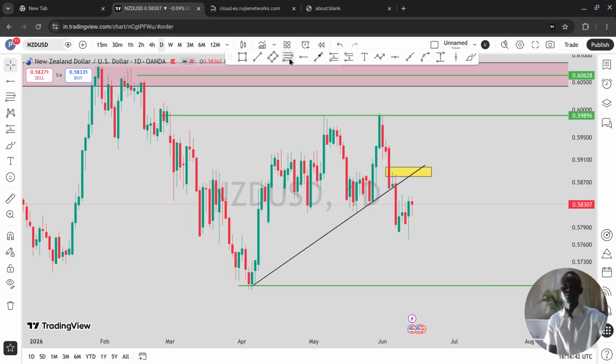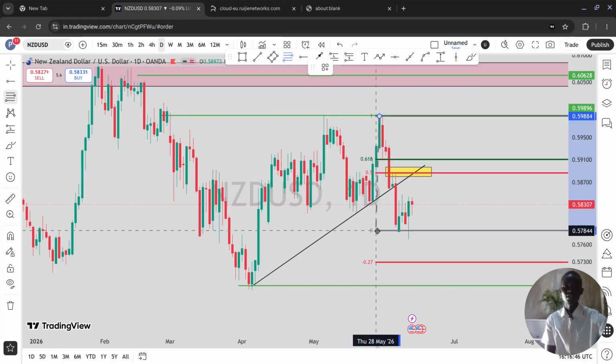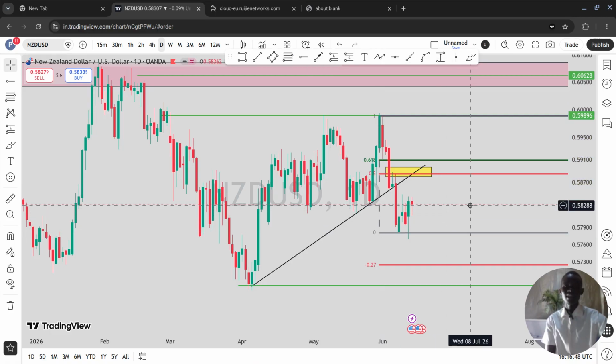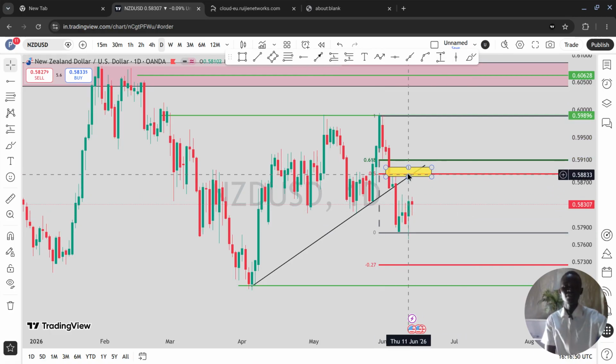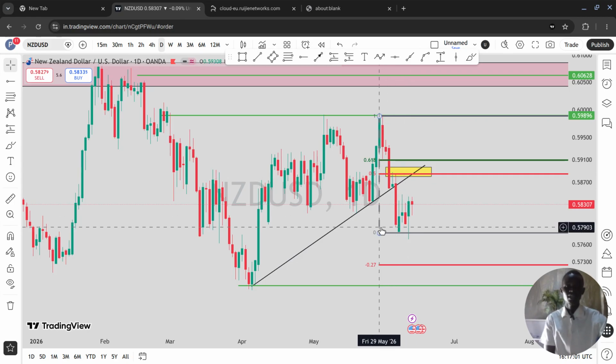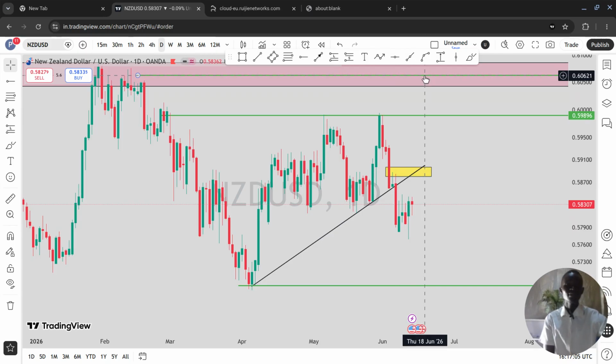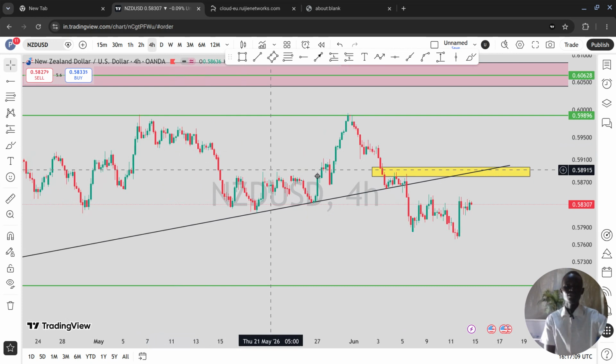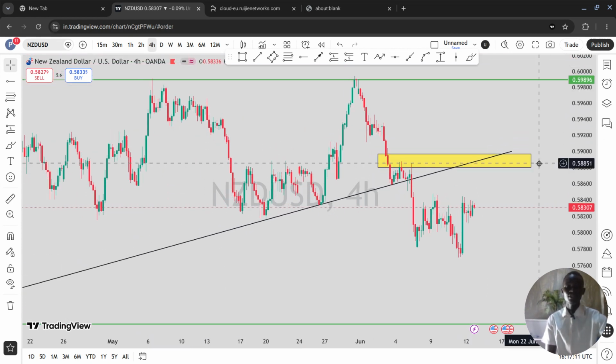I get my Fibonacci from the swing high to the swing low right here, and this is where my Fibonacci is. This yellow bar is where my 55 is. Let me first take it out. I always enter my trade from the 4 hour or 1 hour, but mostly I like using the 4 hour.